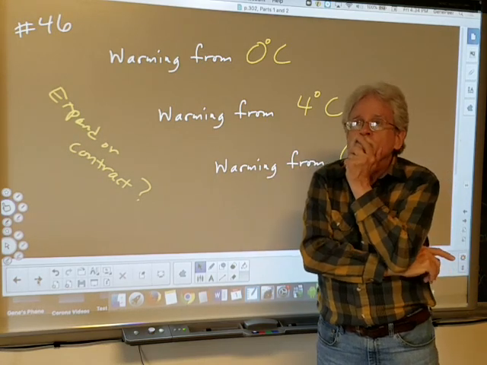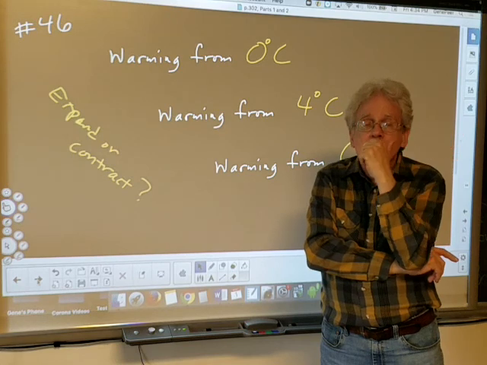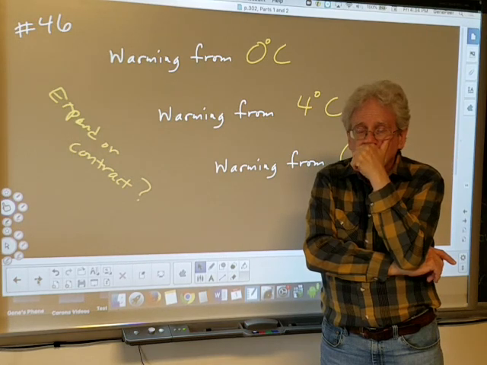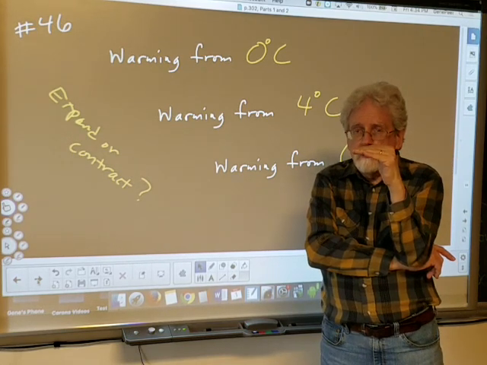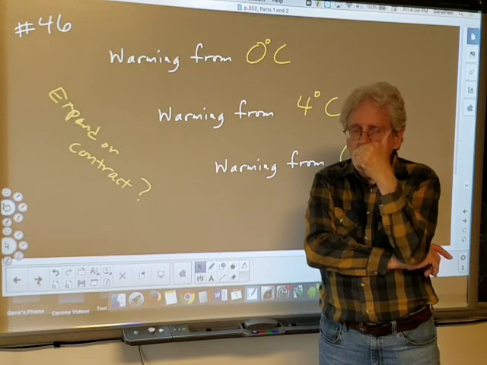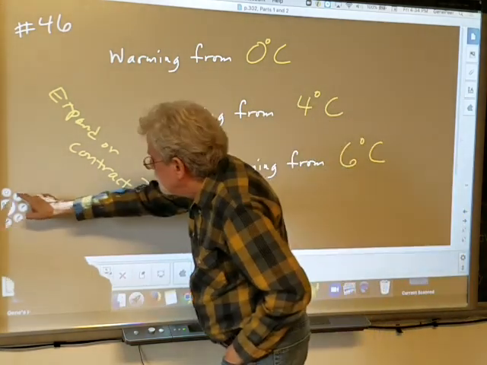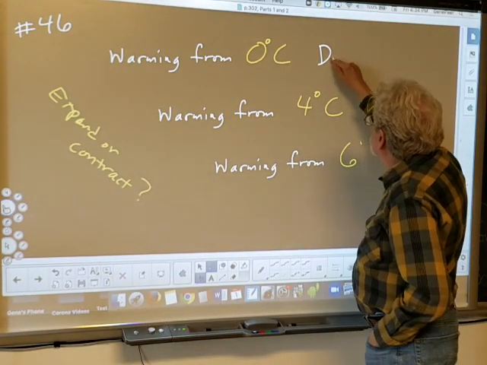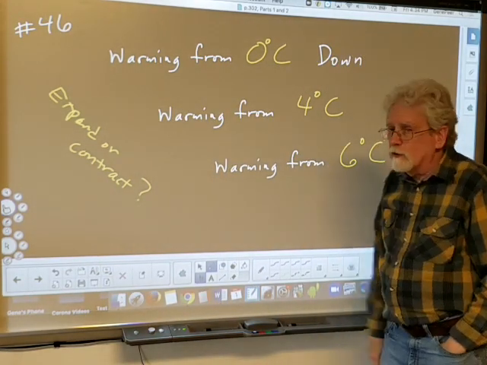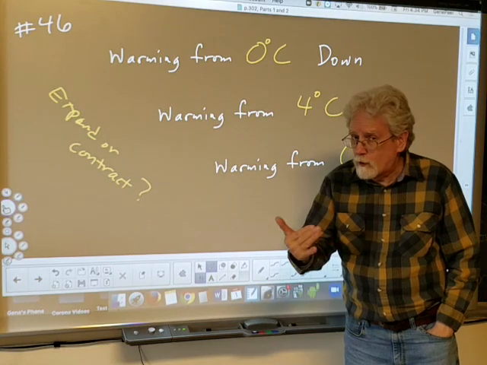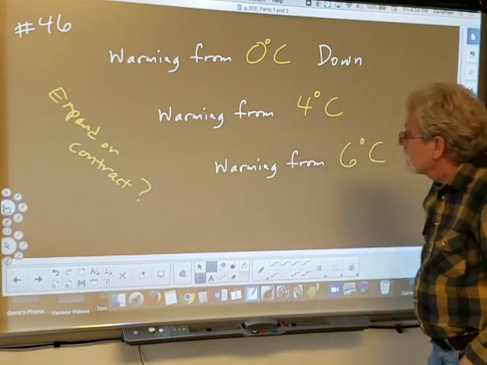What does that tell you? Not much. The water level is actually going to go down as the temperature goes up. Surprise, surprise, because water is weird. Between 0 and 4, water is weird.